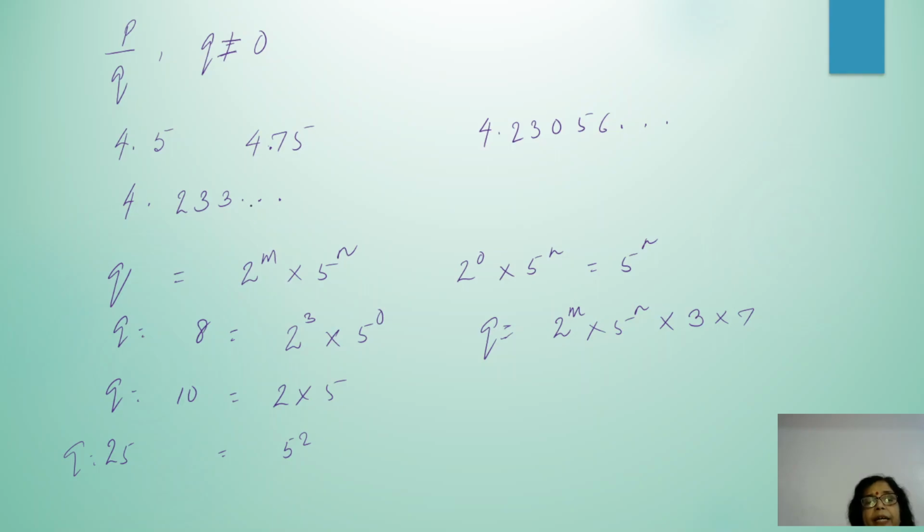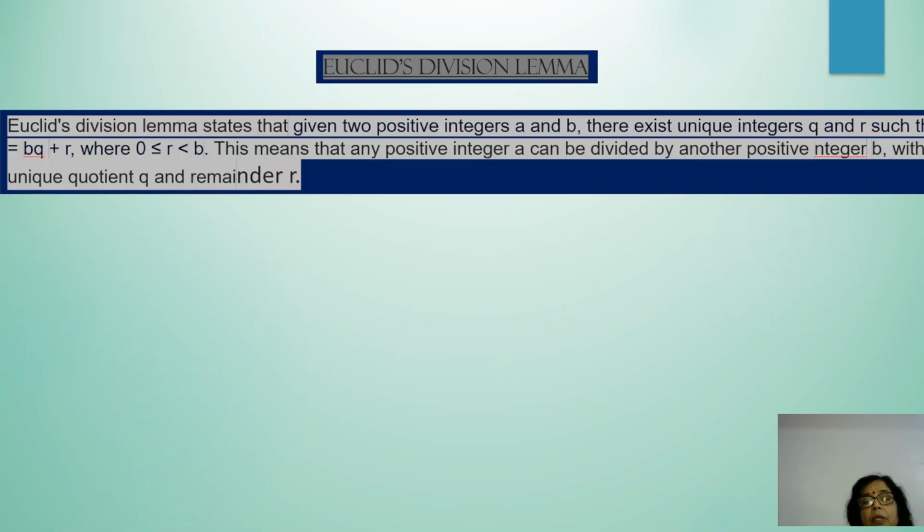So if you want to identify whether it's a terminating decimal expansion, just have a look at the denominator q. And if you notice that the denominator q can be written in this format, you can easily come to the conclusion that it is of the form 2 to the power m into 5 to the power n, and it is a terminating decimal expansion. So that's all of that.